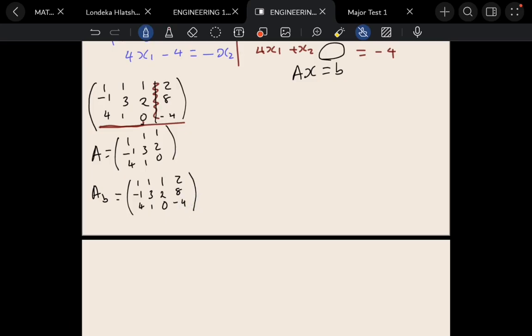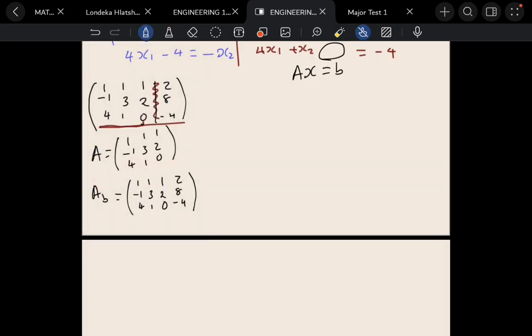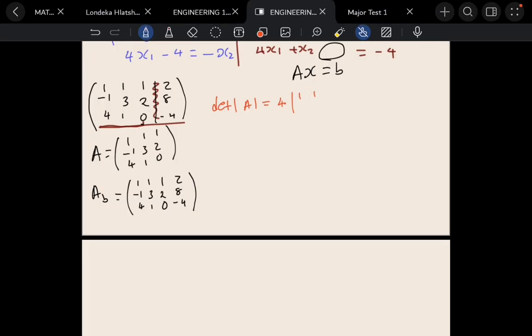That is matrix AB. Then the next thing that we need to do is find the determinant of this matrix A. Remember, you can use any row or any column that you prefer to find the determinant, or you can use a calculator. But make sure that when you're writing an exam, you show this step. You can use any row or any column. So if you use the last row, I'm going to have 4, 1, 1, 3, 2, minus 1, minus 1, 1, minus 1, 1, and 2.